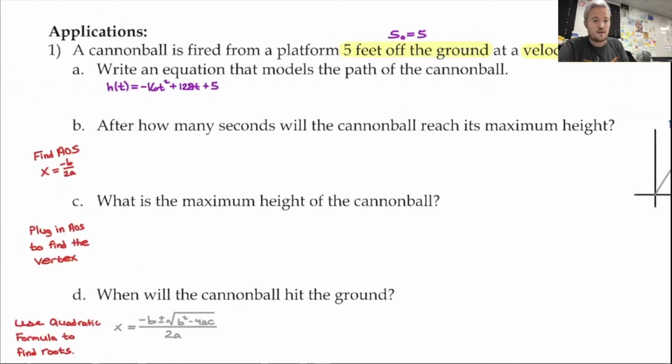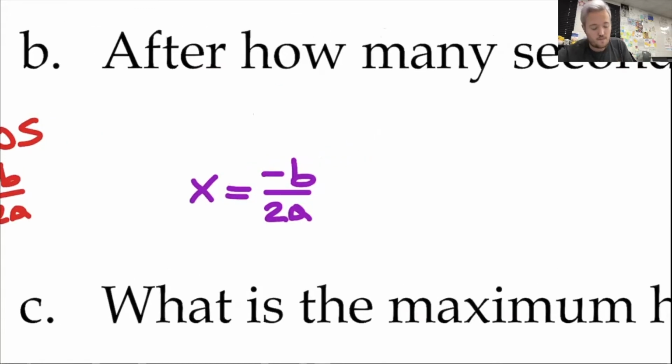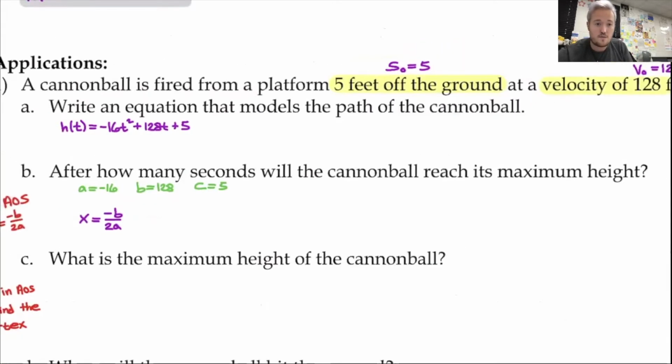All right, so over here, after how many seconds, that means that we need to do our axis of symmetry. So I want to calculate the opposite of B over 2A. So kind of referencing our equation, I need to find the A, B, and C values. So I'm actually going to do that first. So our A value is -16, which is our pull of gravity. Our B value is 128, which is our initial velocity. And then your C value is your initial position, which we said was 5. So we're just taking it from the equation that was in part A.